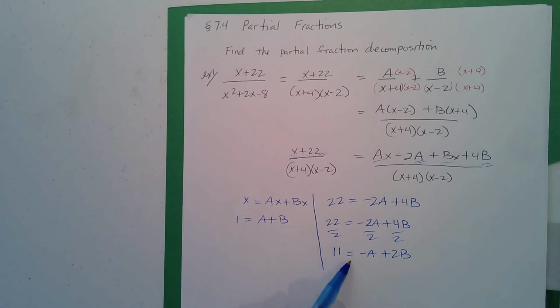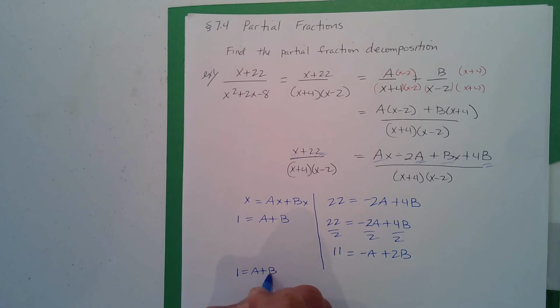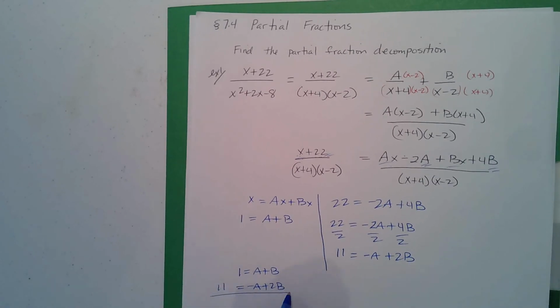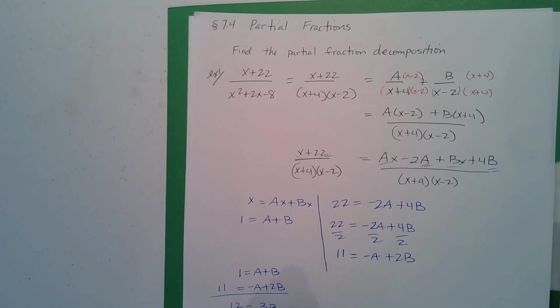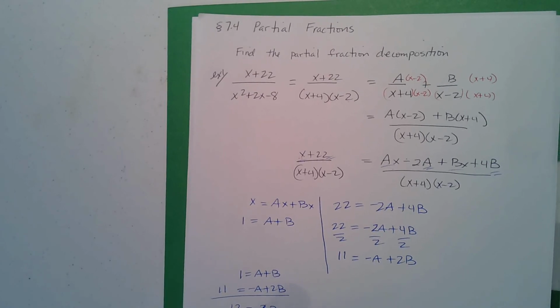We have now two equations with two unknowns. We will now make a system. So this is going to be 1 equals A plus B, and 11 equals negative A plus 2B. Well, the A's will eliminate, so now we'll have 12 equals 3B. 4 equals B.